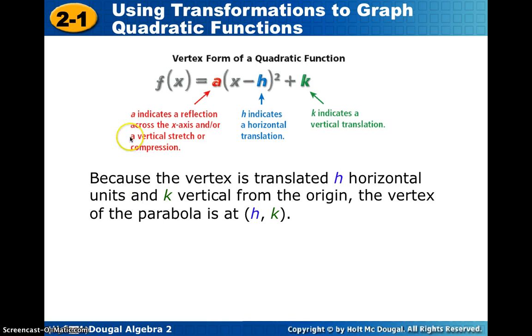Alright, so this particular slide here is really important. Please make sure you write this down. This is breaking down for us what happens in this formula. Because the vertex is translated h horizontal units and k vertical units from the origin, the vertex is (h, k). So h is telling you the horizontal translation, k is telling you the vertical translation, and (h, k) is the vertex. And then a is going to indicate a reflection across the x-axis, or a vertical stretch or compression, as we learned from a.